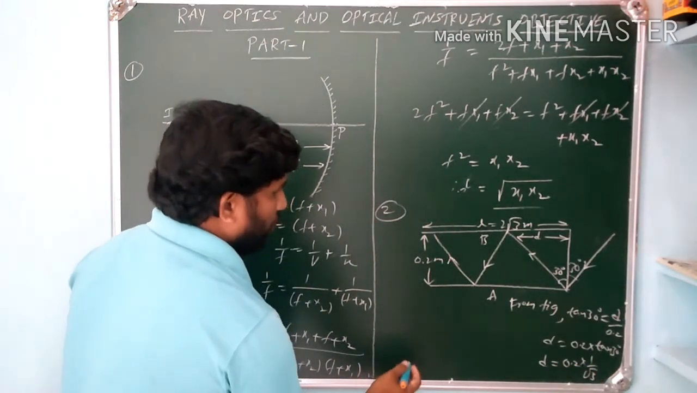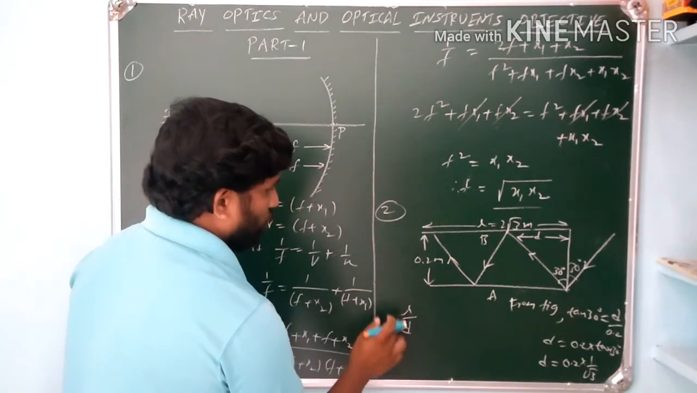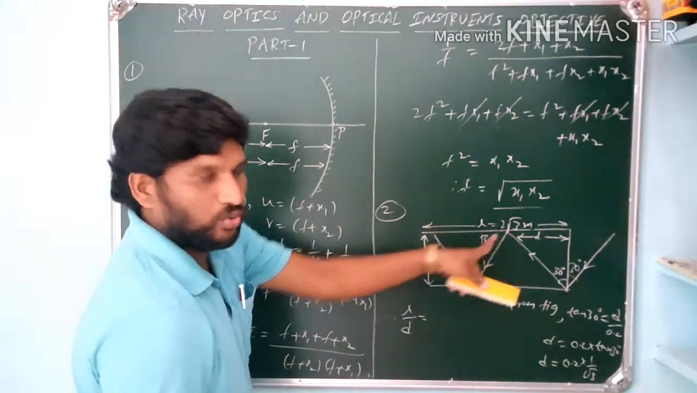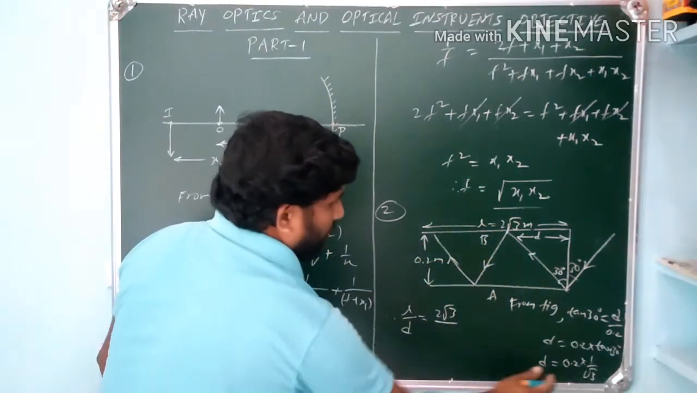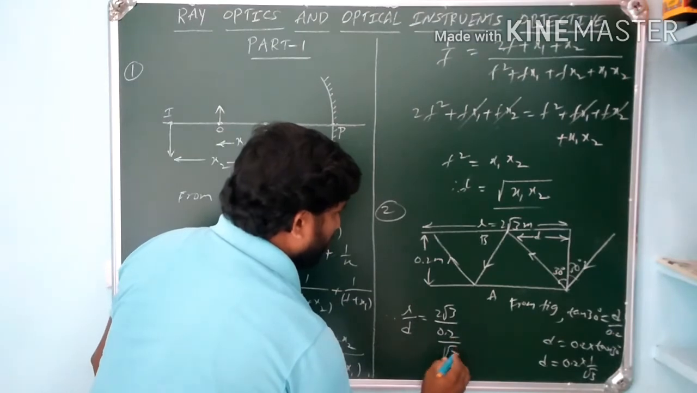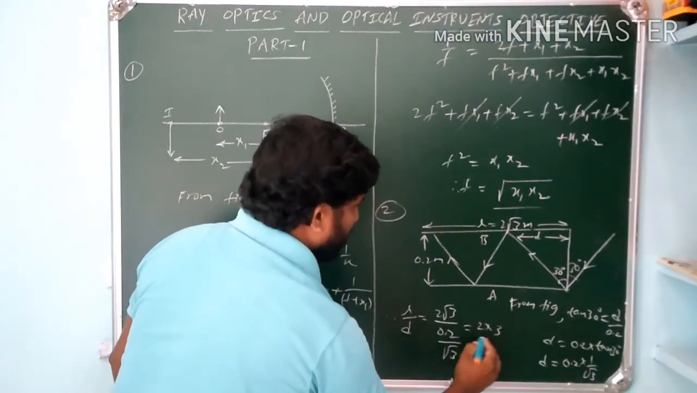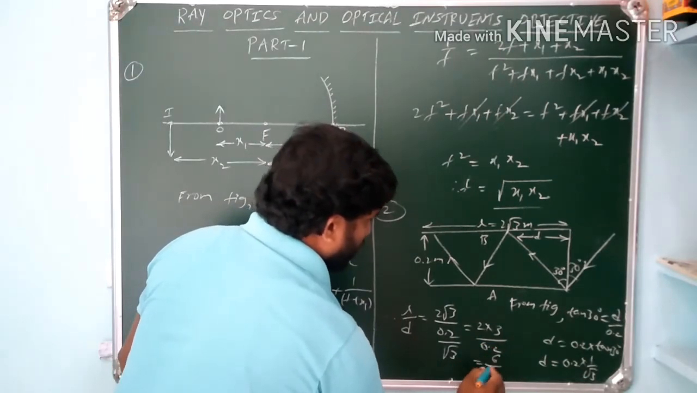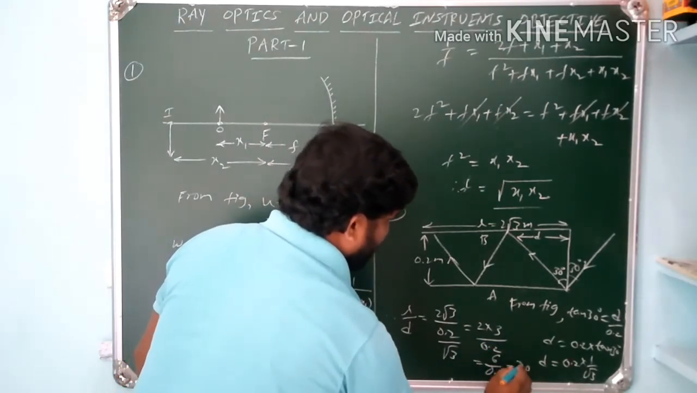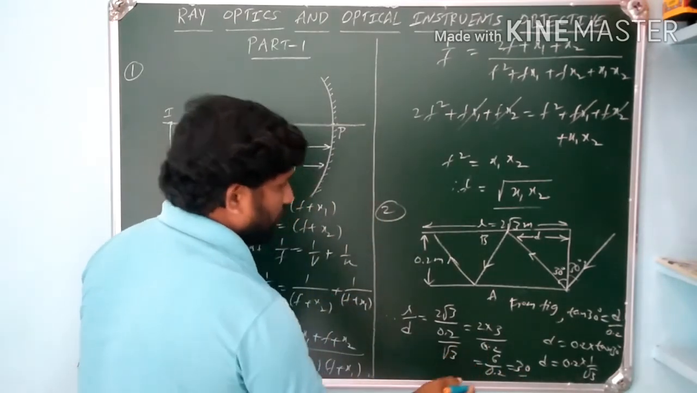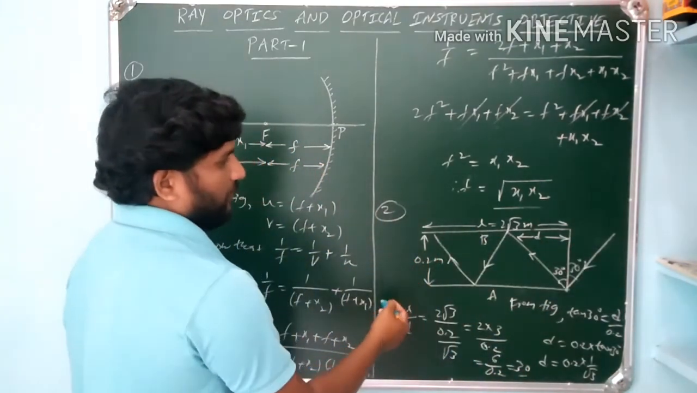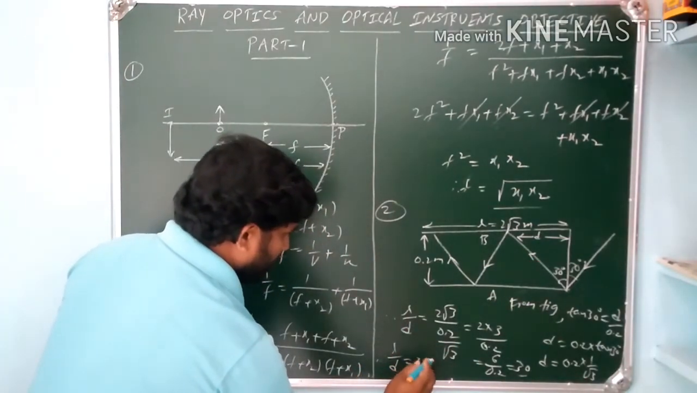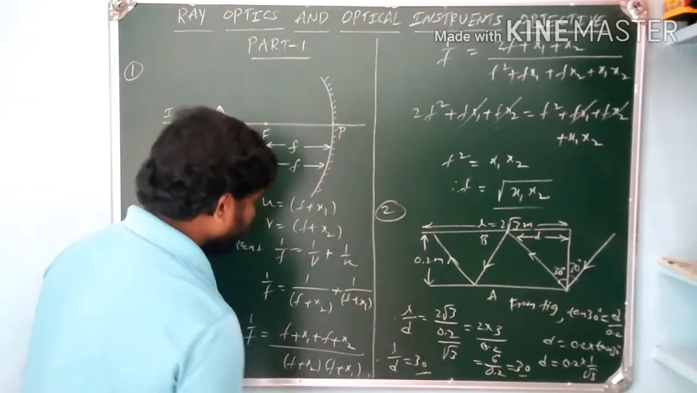Now the ratio L by d gives the number of reflections. L is 2 root 3, and d is 0.2 by root 3. Taking it into the numerator, root 3 into 3 is 3, so we get 6 by 0.2, which is 30. Therefore the number of reflections before coming out of the mirror, including the first one, is L by d, which is 30.